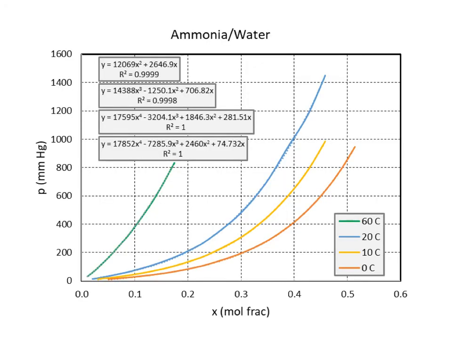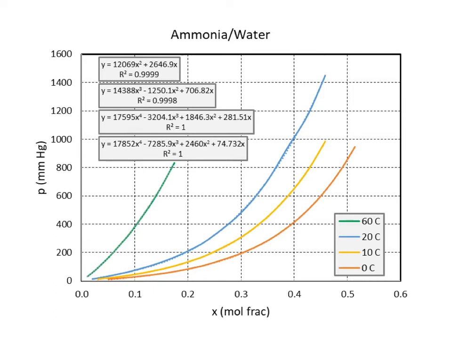Here I've plotted that data as partial pressure of ammonia versus the mole fraction in the liquid phase. And as you'd expect, for a certain mole fraction, you get a higher partial pressure at the higher temperatures. And here is the data that we will use in a stripper example, which will be 60 degrees C.